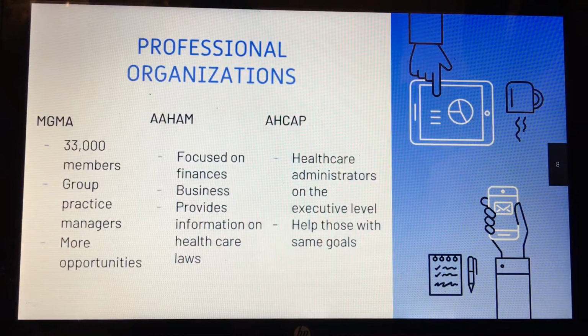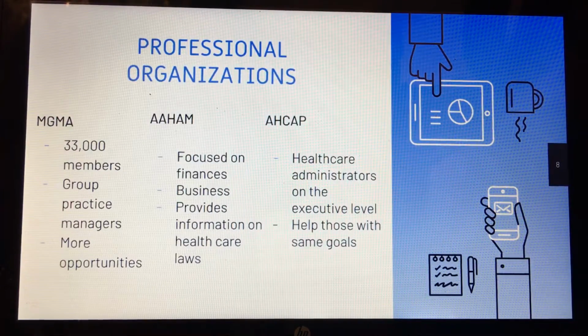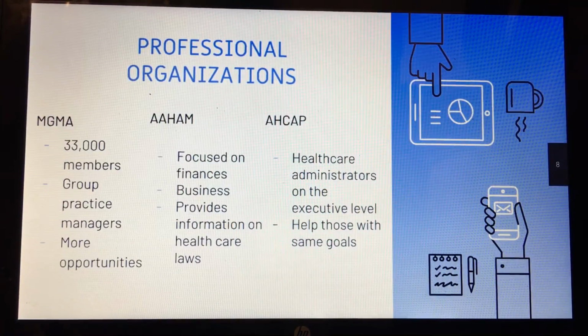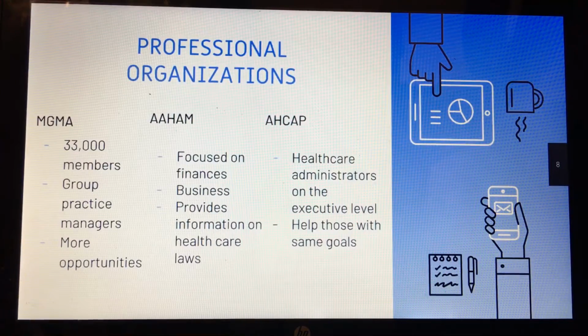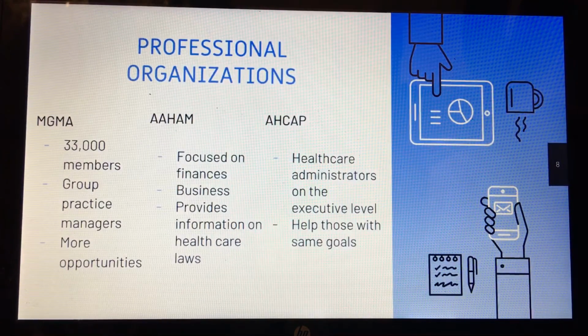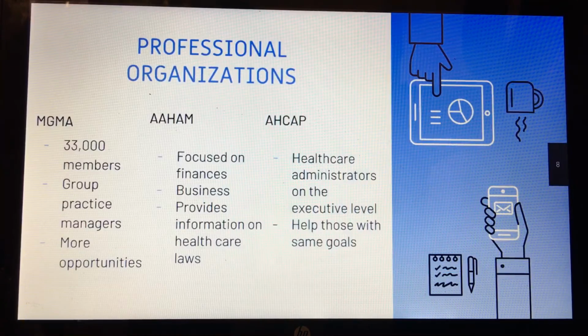It also provides information on healthcare laws, since healthcare is always changing. And the AHCAP is focused on healthcare administrators on the executive level, meaning the highest level, and this organization strives to help people with the same goals. Those who are looking to transition to a higher level will be helped by the people already on that higher level.